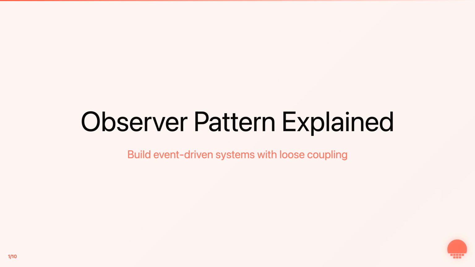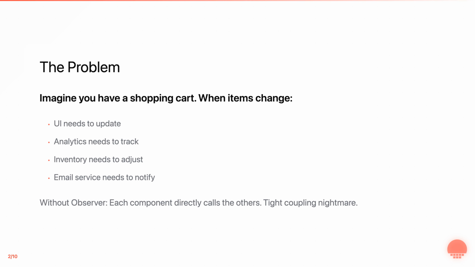Let's dive in. Picture a shopping cart in an e-commerce system. When a user adds or removes items, four different parts need to know. The UI refreshes, analytics tracks behavior, inventory updates, and email services kick in for abandoned carts. Without the observer pattern, your cart code directly calls all these services. Hard-coded dependencies everywhere. Want to add a fifth service? You're modifying cart code again. That's the tight coupling nightmare we're solving.